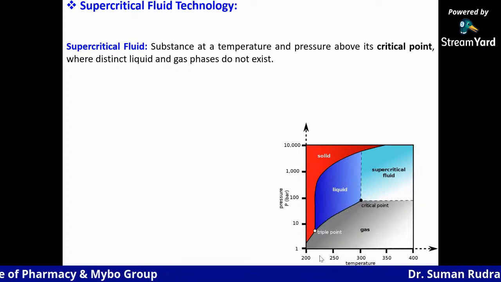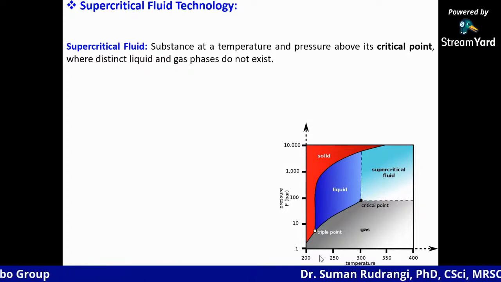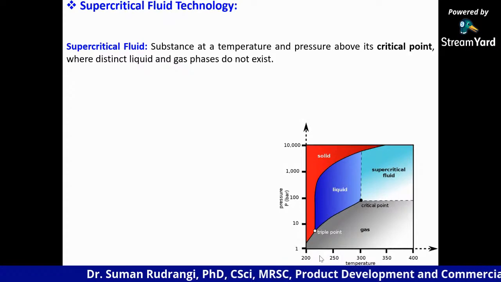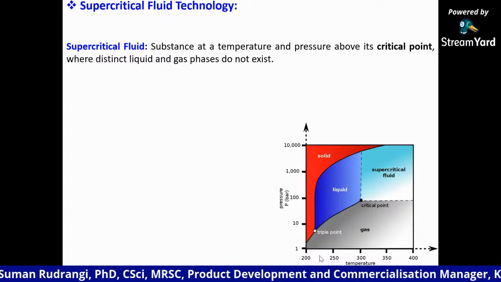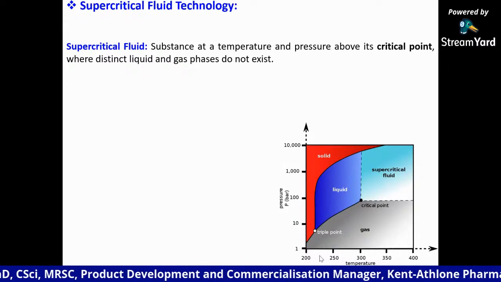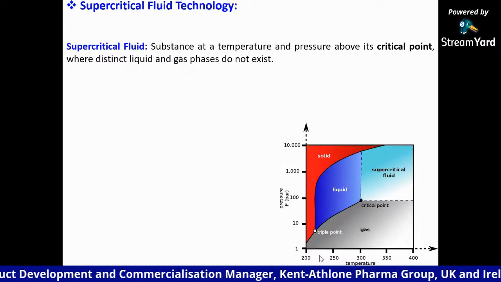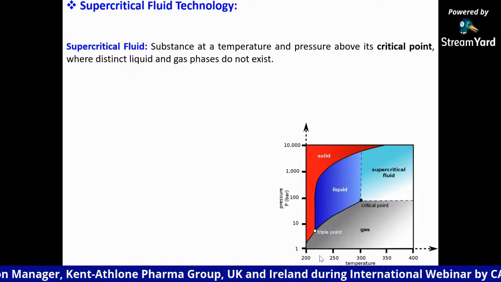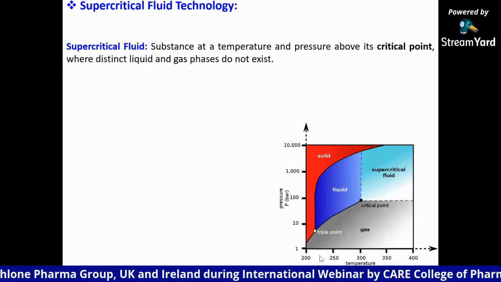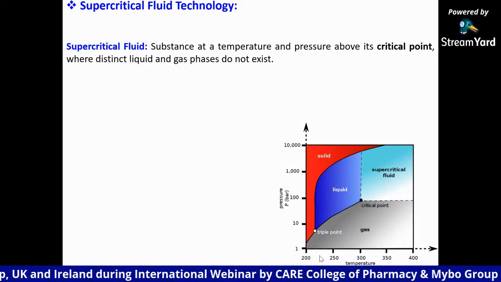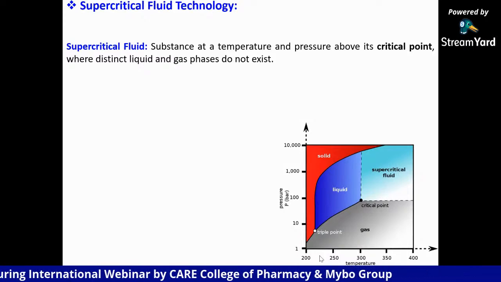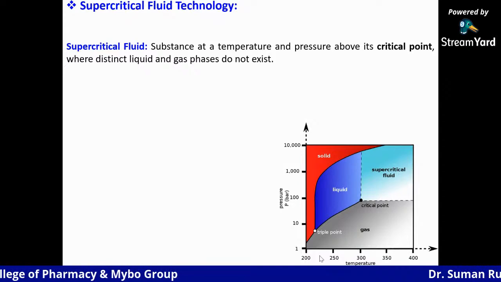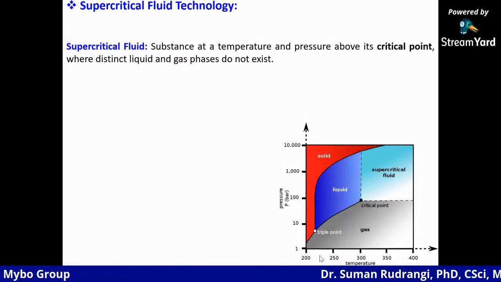So what's a supercritical fluid? It's a substance at a temperature and pressure above its critical point, where the distinct liquid and gas phases do not exist. So friends, we know that there are three phases: solid, liquid, and gas. But this is a different phase where the liquid and gas phases do not exist. And these exist above the critical point.